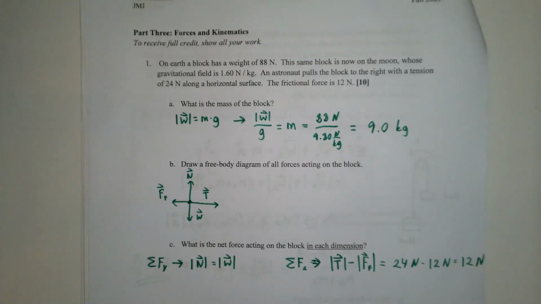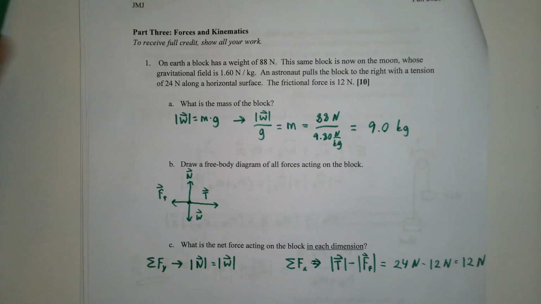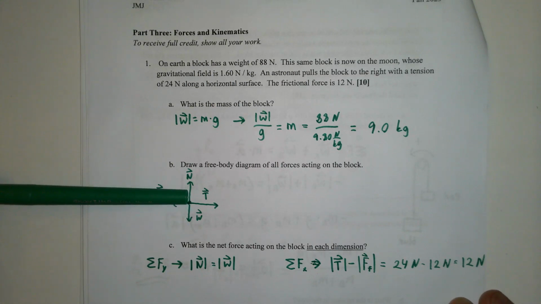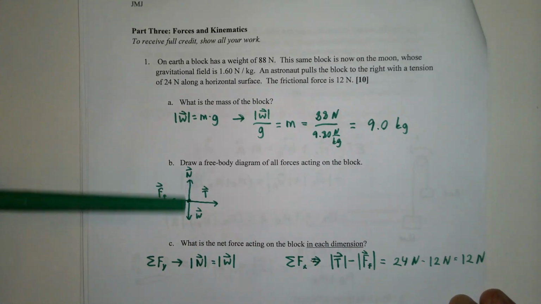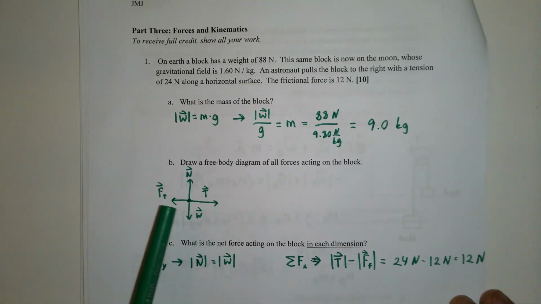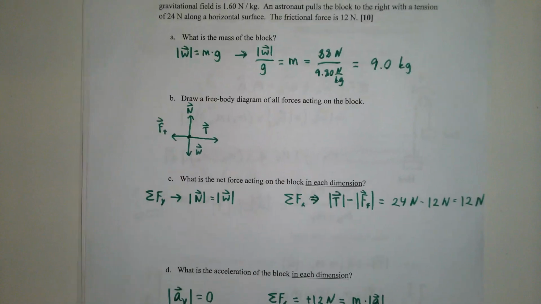Forces acting on the block, there's the tension force pulling it to the right, frictional force opposing that tension, and then we have the weight of the block pointing down, and the normal force that's supporting that weight going up. These should be the same length. These should not be the same length because there is some net force. We see that in part C.